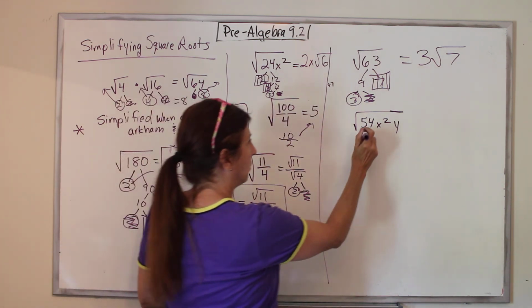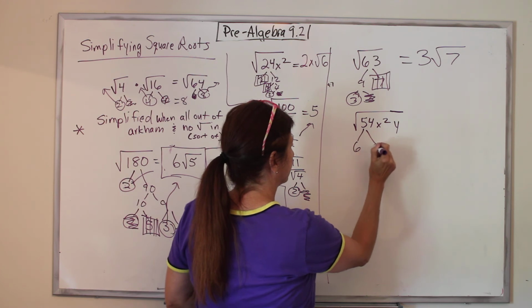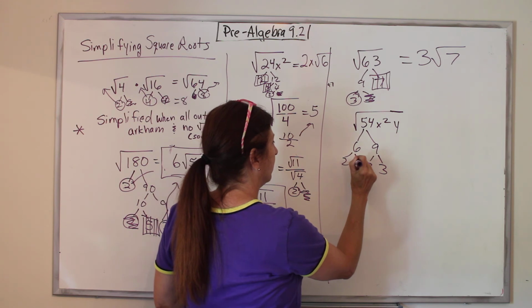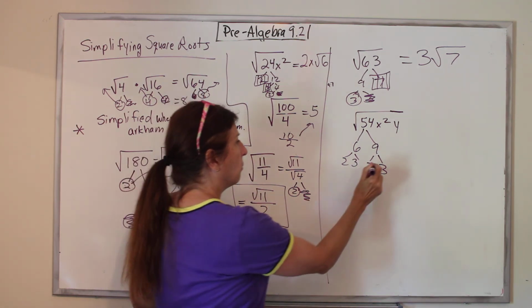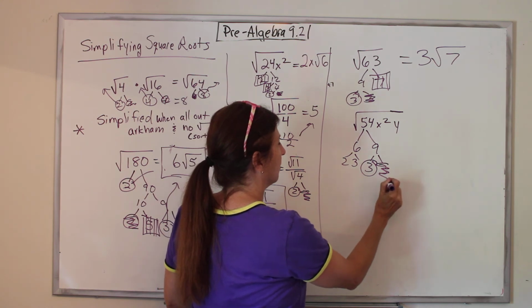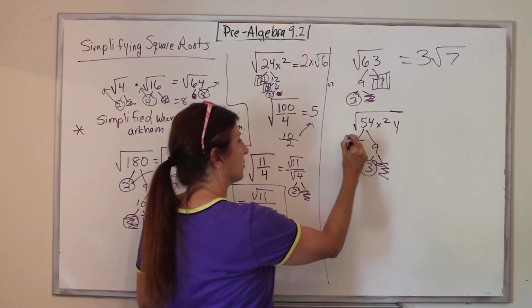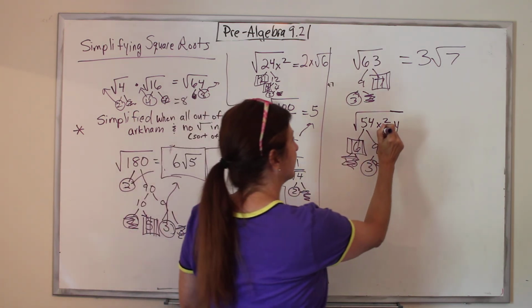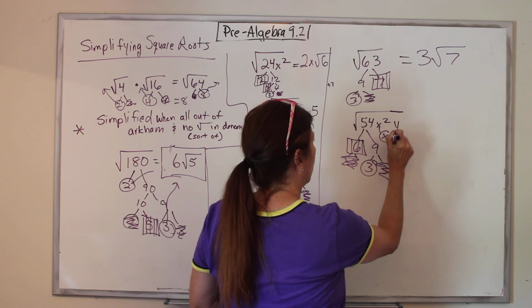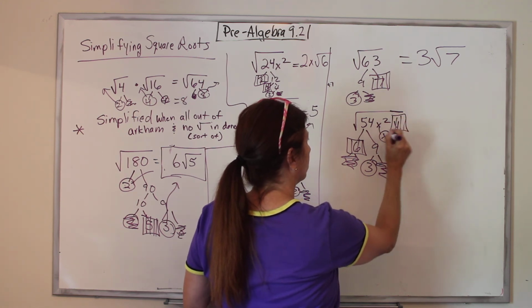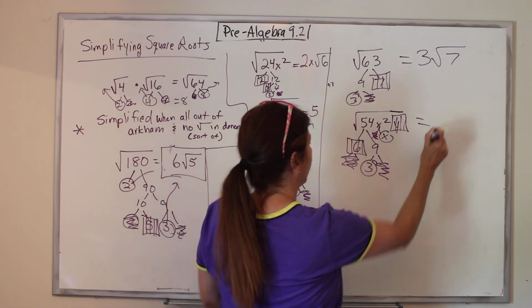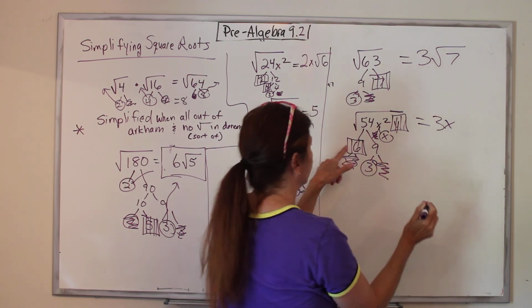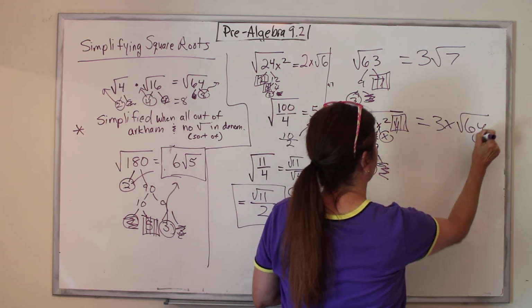This one, 54. 54 is 6 times 9. 9 is 3 times 3. 6 is 2 times 3. So that's not going to work. 1 3 gets out, 1 gets dissolved. This 6, this 2 times 3, is going to stay in jail. I went ahead and put them back together again. 1 x gets out. The y stays in jail. Another x got dissolved. So my answer is, on the outside I've got 3 and an x. On the inside I have 6 and a y.